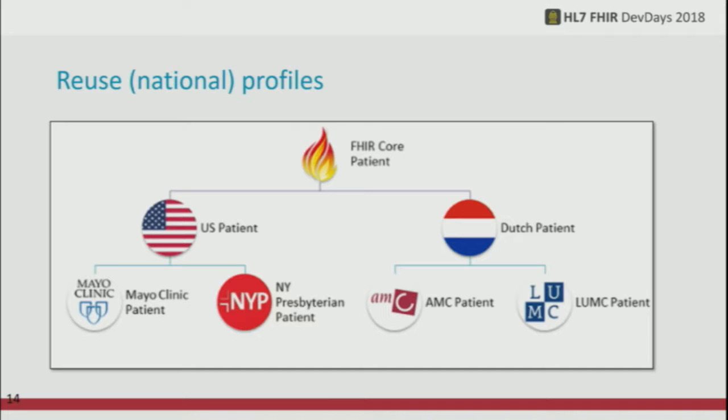So when I say reuse profiles, what I also mean is you can derive from it. So this is actually a picture to explain this. This is what we did, for example, and what US Core and the Argonaut people did: we have a global FHIR core patient, and we in the Netherlands constrained that, and you guys in the US here constrained that to a US patient and a Dutch patient, and this is where you capture all the US-specific stuff or the Dutch-specific stuff. For example, we added a national identifier there. We have one. We're very happy about that.